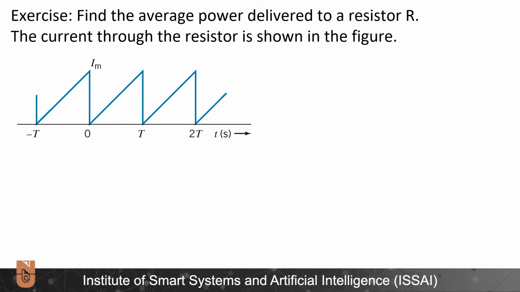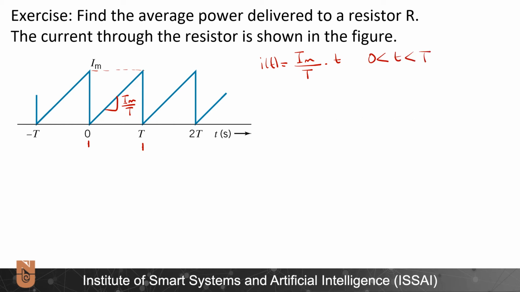The current through the resistor is shown in the figure. We need to find the average power delivered to this resistor. We call this waveform the sawtooth waveform. And I will start by writing the current as an analytical expression for one period. So here I have 0, here I have T, here I have the value Im. So the slope here is Im divided by T, and I can write I of t is equal to Im over the period T times time t, and this will be valid for this range.